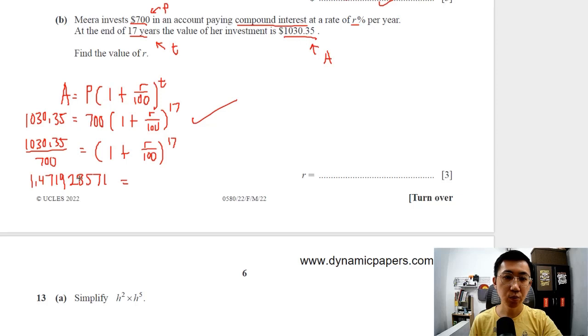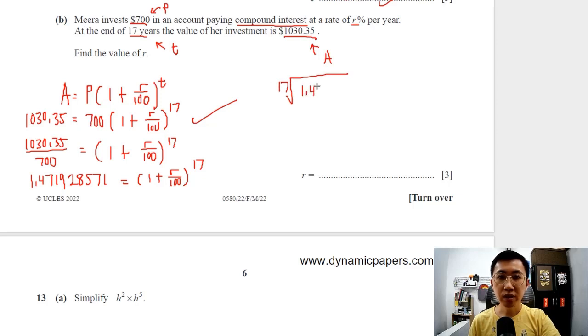28571. Okay, so basically what I'm showing to the examiner is I divide and I get this. Right, so what you can see on your next phase. Can you see that the next phase is actually to bring your power of 17 towards the other side to become root with the 17 outside? Okay, so what do I mean? Root with the power 17.